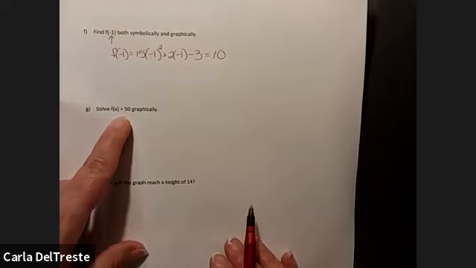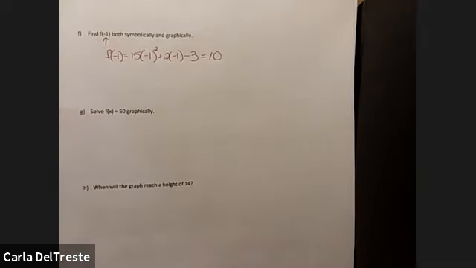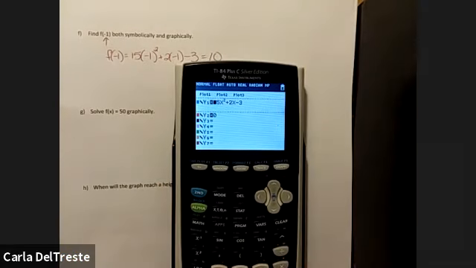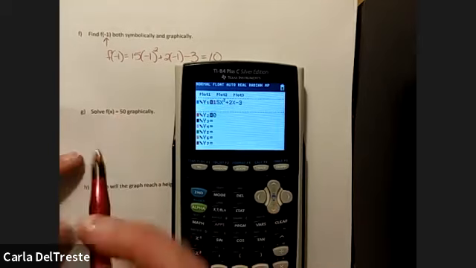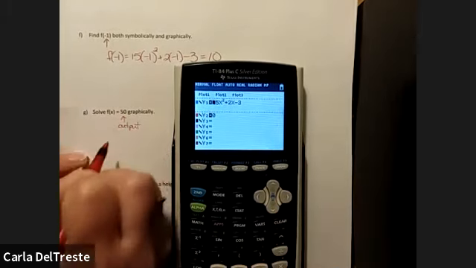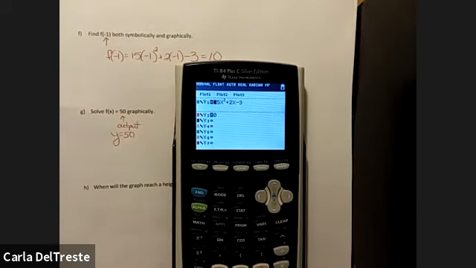Solve f of x equals 50 graphically. Okay, again, it's graphically because we don't know how to do this algebraically yet. So let's go to our graphing calculator first. I've got the function in y1. That 50 is now an output, which means it's a y value. It's just like saying y equals 50. And so I'm going to go back into y2, and I'm going to change y2 to 50.